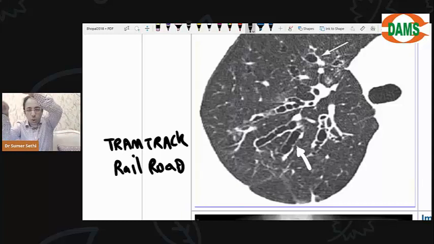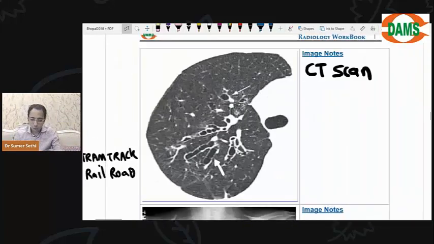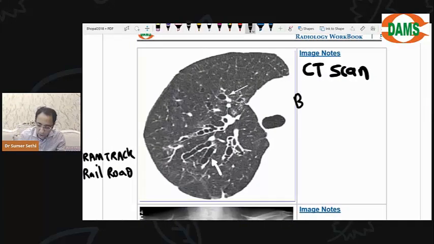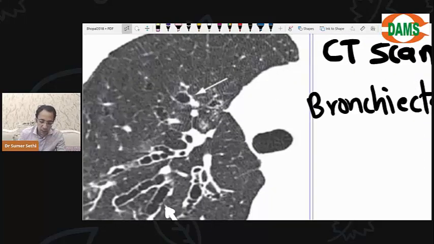Normal bronchus should taper from center to periphery. Here it is appearing parallel. That means it is dilated. So if the bronchus is dilated irreversibly, we call it bronchiectasis. Now see, in the exam they might say tram track appearance on CT chest, bronchiectasis.